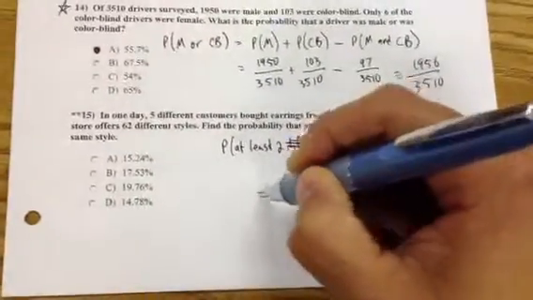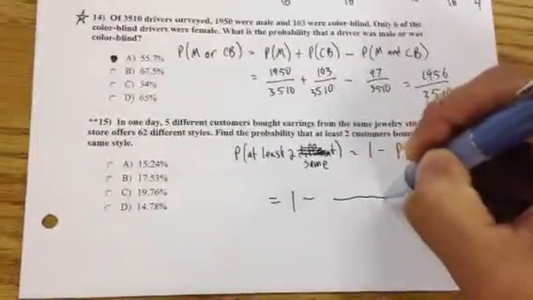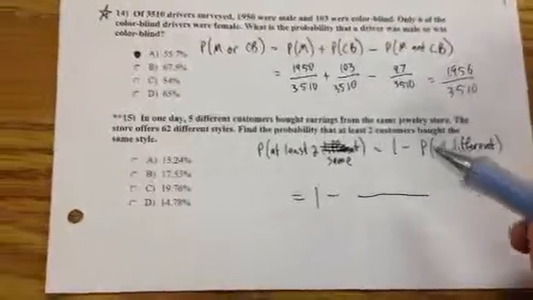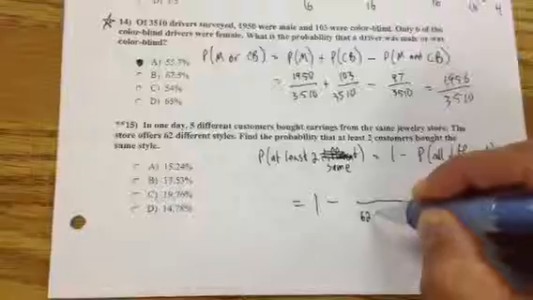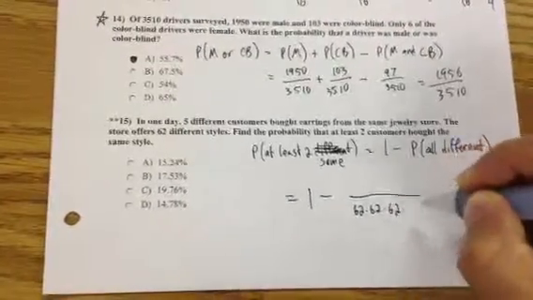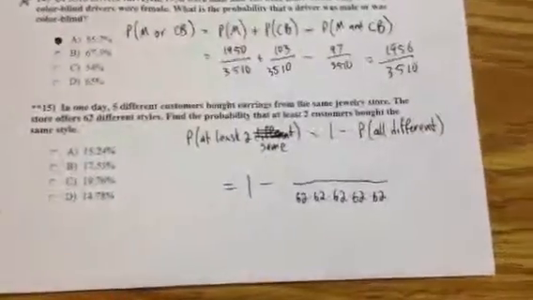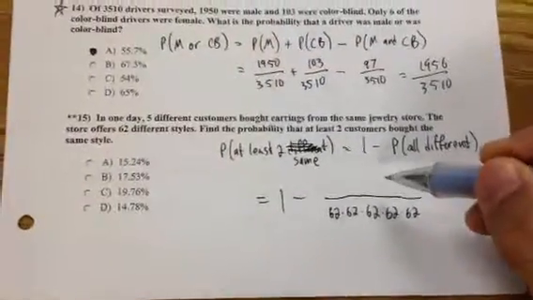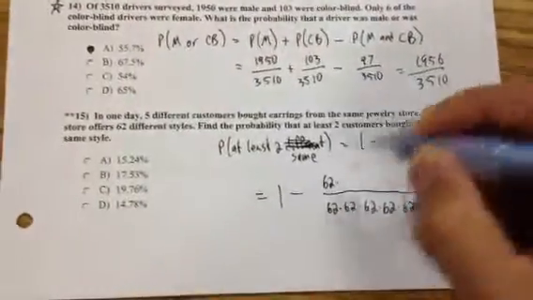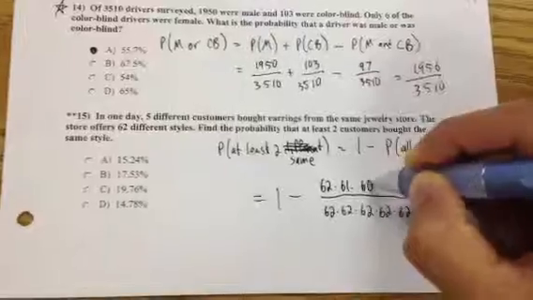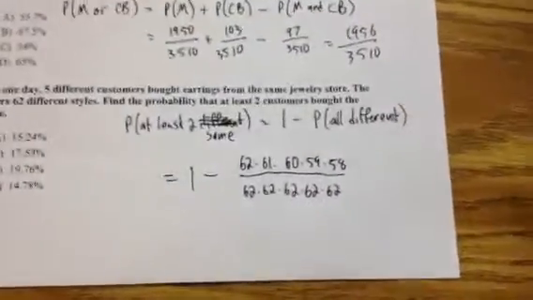So the way we're going to do that then is to have 1 minus, so all the possible outcomes. So again, if there were 5 people that came in, they all had 62 to choose from, so that's going to be 62 times 62 times 62 times 62 times 62 one more time. So 62 to the 5th. And then in the numerator, if they're all different, that means for the first person they had 62 options, but then for the next person they only had 61, and then 60, and then 59, and then 58 to choose from.